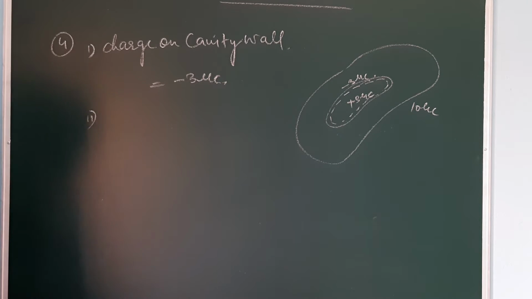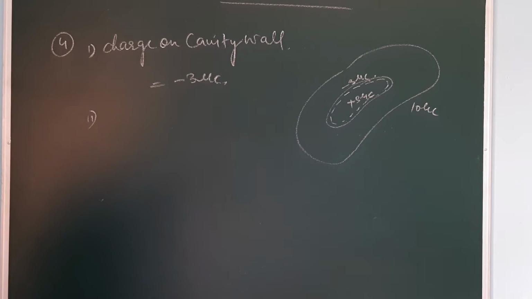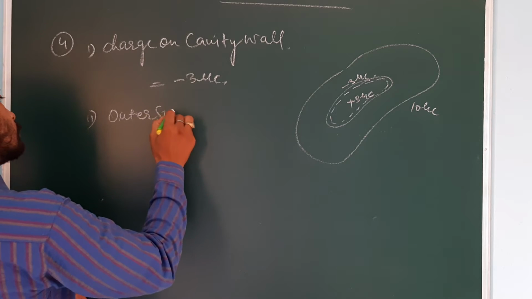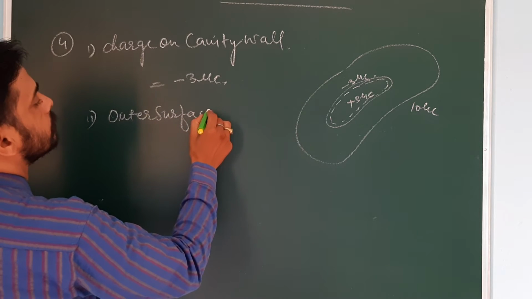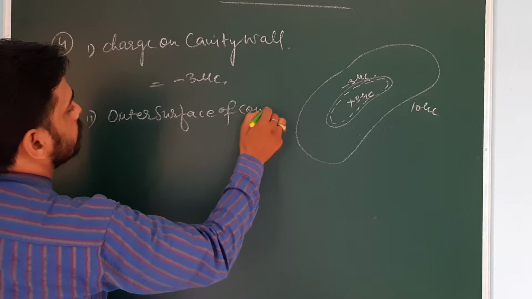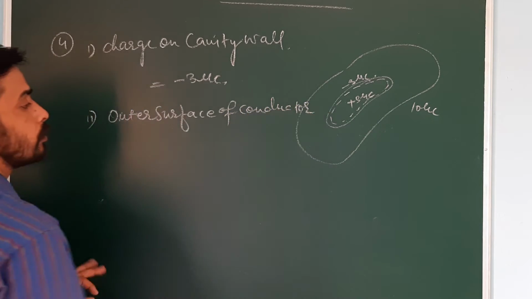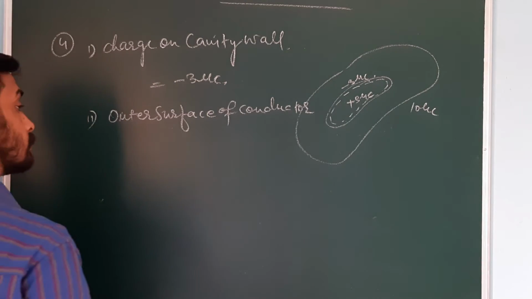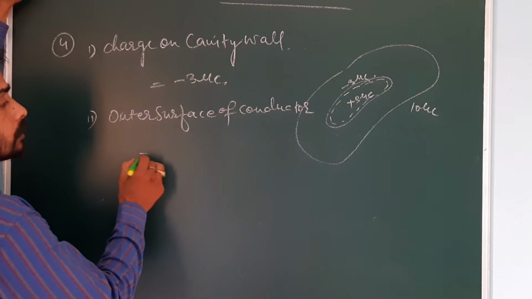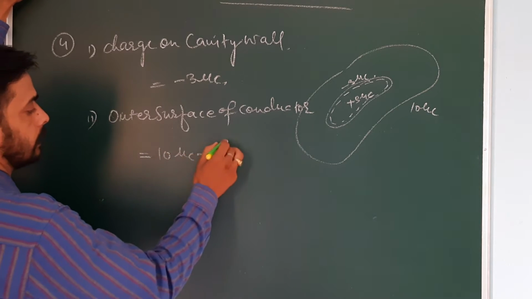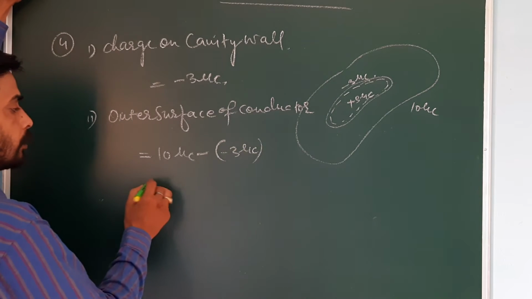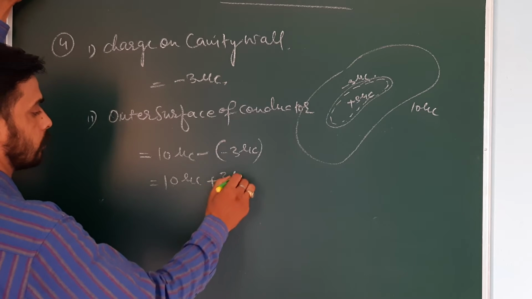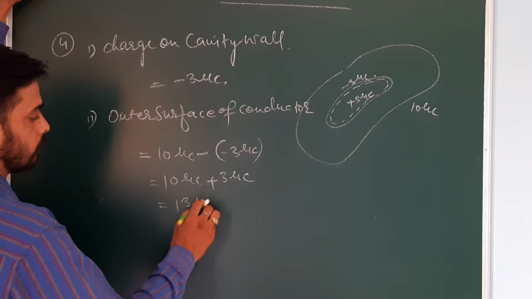And what about the second? The outer surface of the conductor. As you know, the net charge is 10 microcoulomb, and since the cavity wall is minus 3, the outer surface will have 10 microcoulomb minus minus 3 microcoulomb, so it will be 13 microcoulomb. That's your answer.